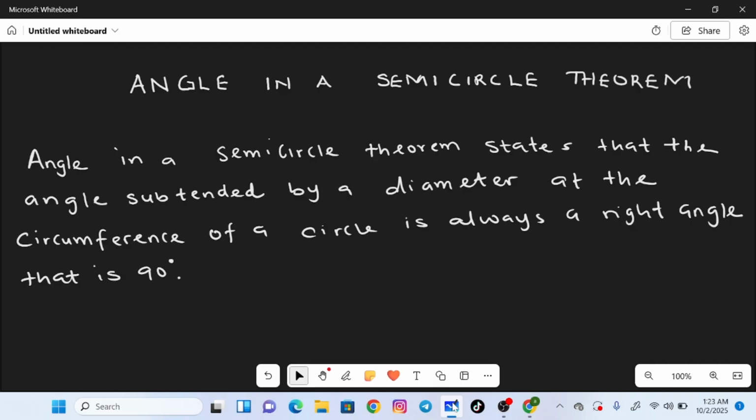In today's lesson, we are looking at one of the most powerful circle theorems, the angle in a semicircle theorem. Trust me, this one comes up a lot in exams like WAEC, JAMB, IGCSE and SAT. So let's dive right in. The angle in a semicircle theorem states that the angle subtended by a diameter at the circumference of a circle is always a right angle, that is 90 degrees.